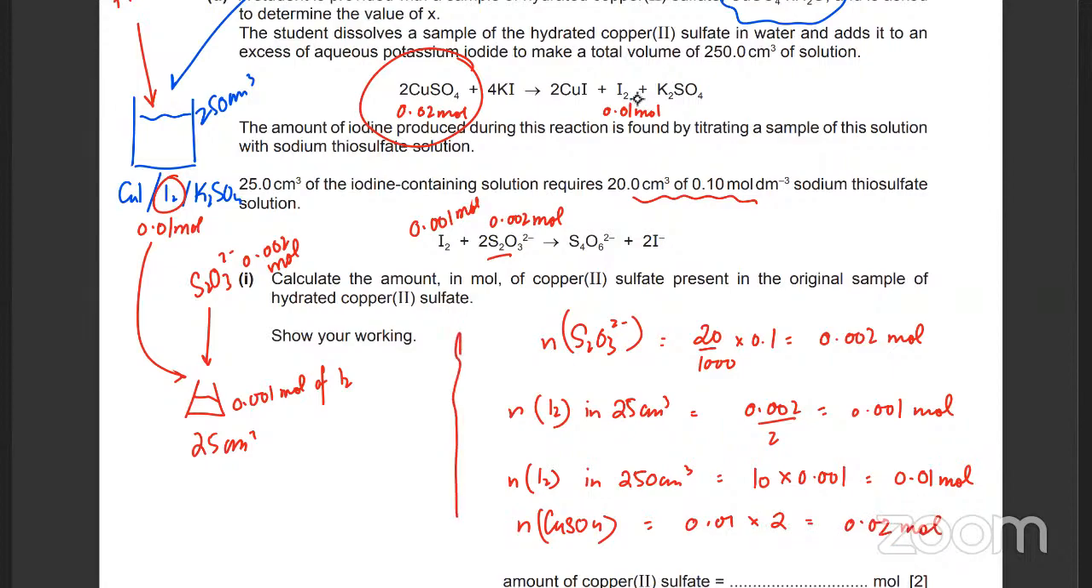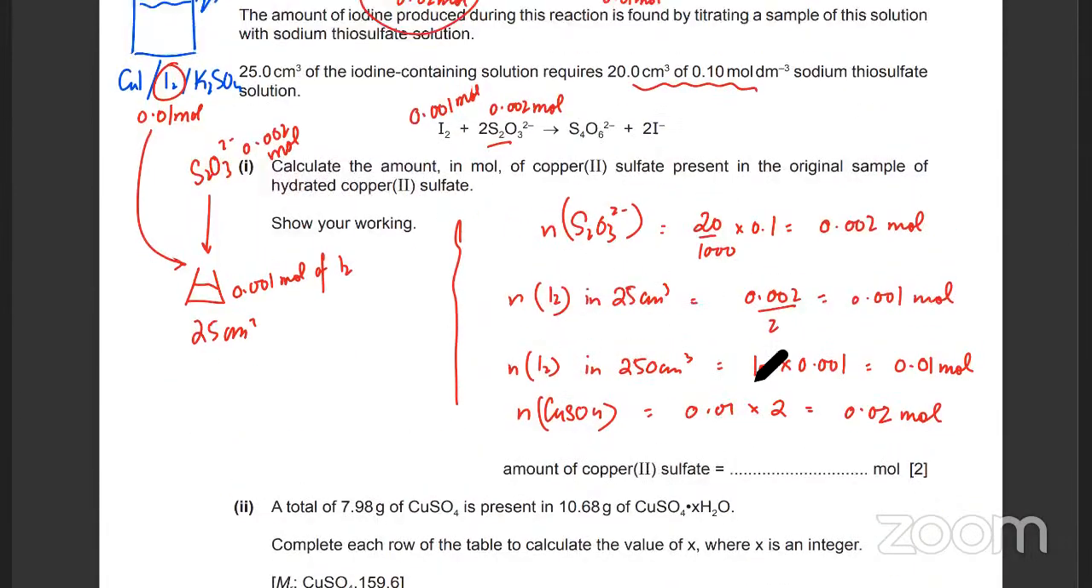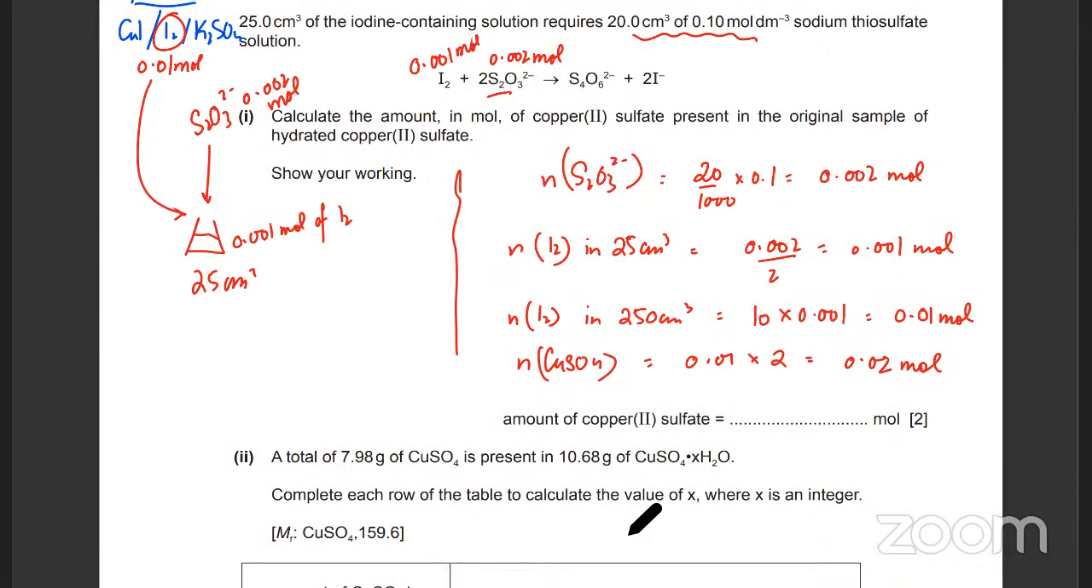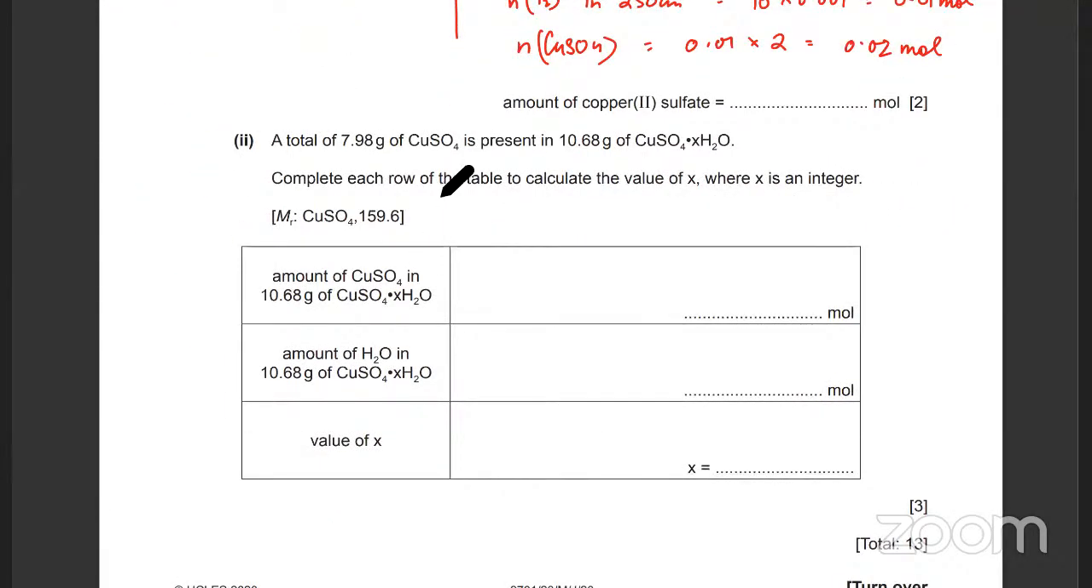Okay, so remember to follow this. Don't answer too randomly. Even if your answer is correct, there's at least 1 mark, at least in this case, for the working as well. Anyways, we figured that out. Now he's asking you to figure out the value of X. So how are you going to do that? There's a total of 7.98 grams of copper sulfate in 10.68 grams of this thing. So this is 7.98 grams. And so what is the mass of water in the sample? That's going to be 10.68 divided by 7.98. What value do you get?